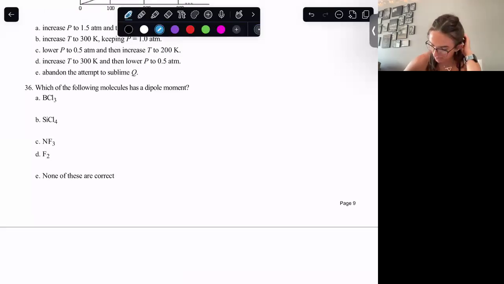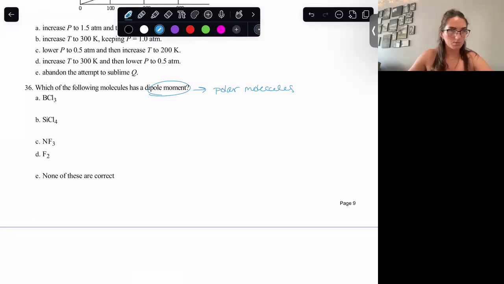Okay, for question 36, we have: which of the following molecules has a dipole moment? So we're looking for a polar molecule. The first thing you want to do is draw out all of the Lewis structures for your 4 compounds given here. I would do that first if you haven't done this already. I'll give you a minute to start it.